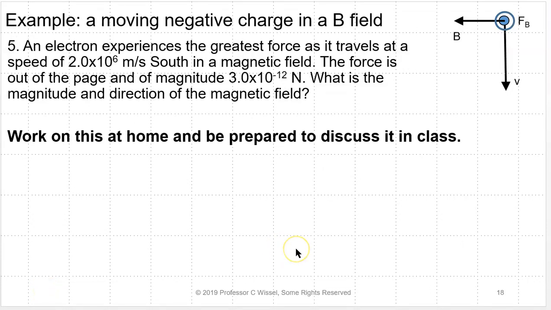Here's an example of a moving negative charge in a magnetic field. An electron experiences the greatest force as it travels at a speed of 2 times 10 to the 6 meters per second south in a magnetic field. The force is out of the page and of magnitude 3 times 10 to the minus 12 newtons. What is the magnitude and direction of the magnetic field? So here's the velocity down south, I'll draw that as south, and we have FB coming at you out of the page shown by this dot.